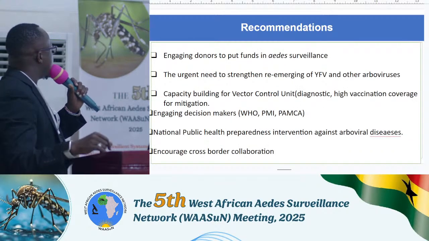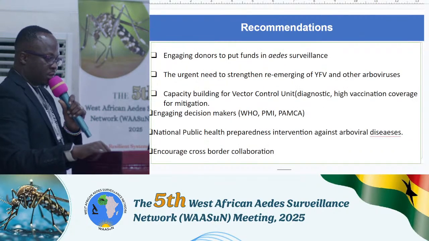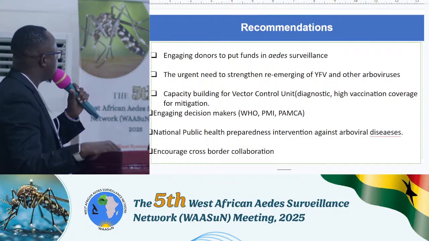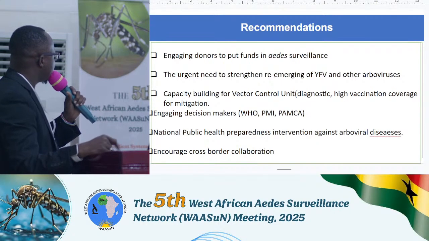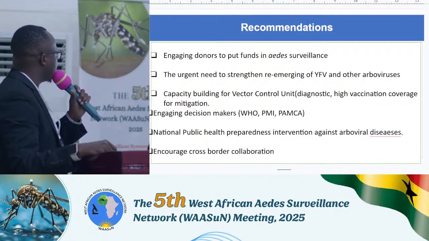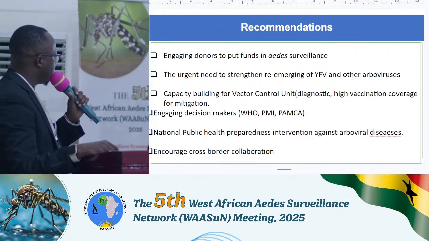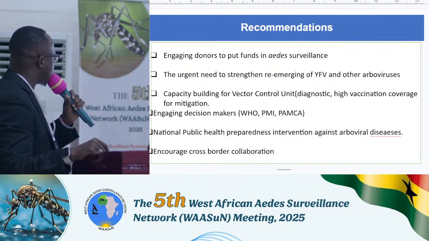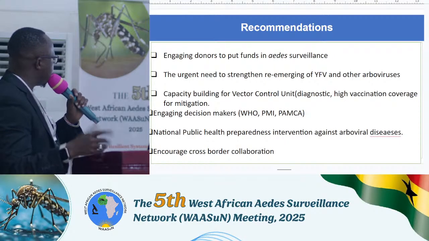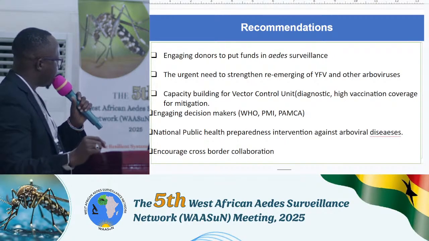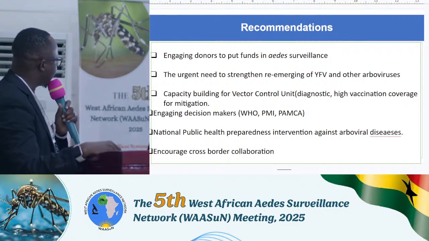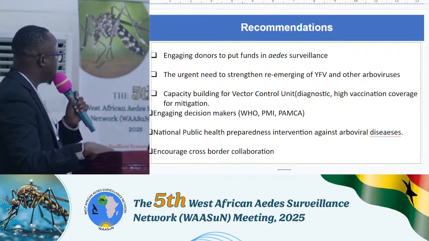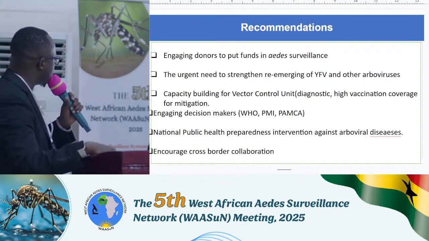Recommendation: we will recommend engaging donors to put funds into Aedes, because all the funds that we have are not concentrating on or funding Aedes surveillance. The urgent need to strengthen response to the re-emergence of yellow fever and other arboviral diseases. We will also look for capacity building for the vector control unit in terms of diagnostics, and high vaccine coverage for mitigation. Engaging also decision makers like WHO, PMI, PAMCA, and even WAASuN, if possible. The National Public Health preparedness intervention against arboviral disease also.